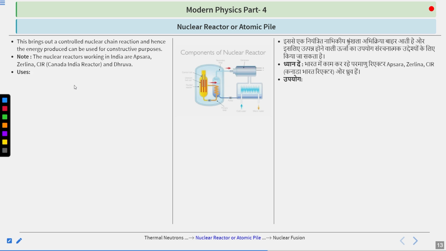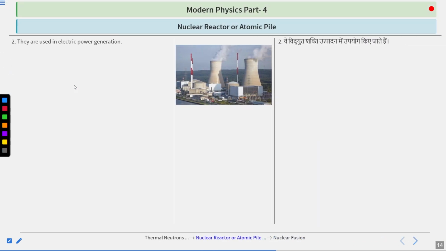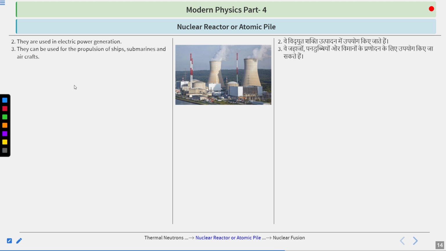Uses. Nuclear reactors are used to produce radioactive isotopes, which in turn are used in medicine, industry, and agriculture. They are used in electric power generation. They could be used for the propulsion of ships, submarines, and aircraft.